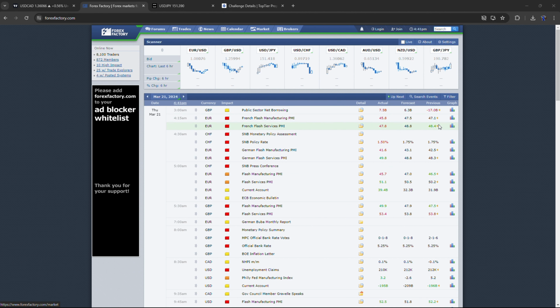As you can see here, with the previous, forecast, and actual numbers over here to the right, previous means what happened last time. The forecast is what they expect it to be this time around, and this is what it was when it came out, the most recent one. And as you can see, these are red, meaning that they were most likely negatively affected by these news events.